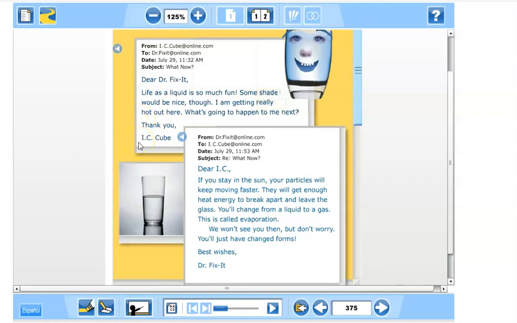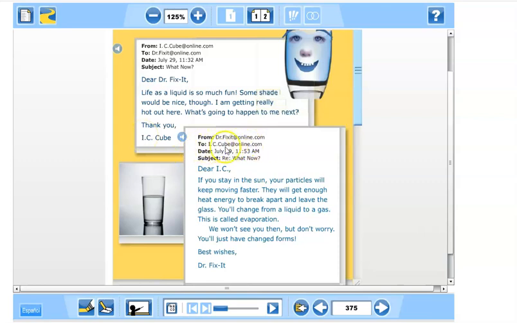So now, what's it called when a liquid changes into something else? Because he's a liquid now, it's getting hot out. What's going to happen to this liquid? He went from a solid, which was the ice cube, to a liquid, which is the water, and now what's going to happen?